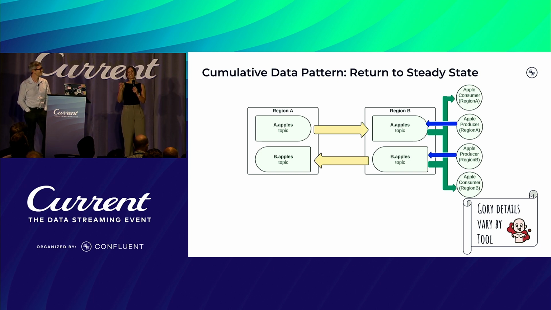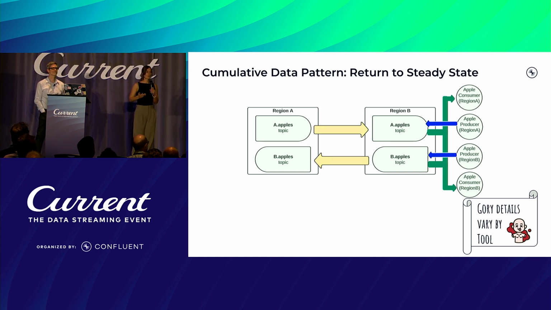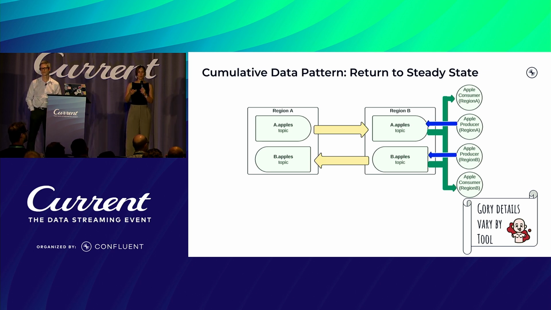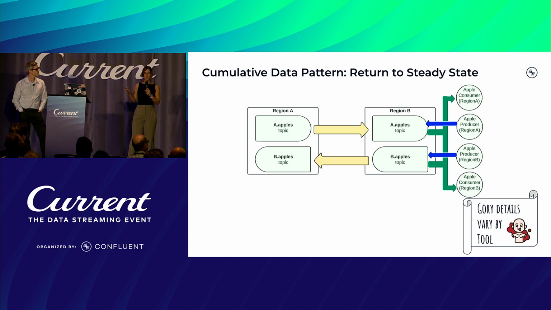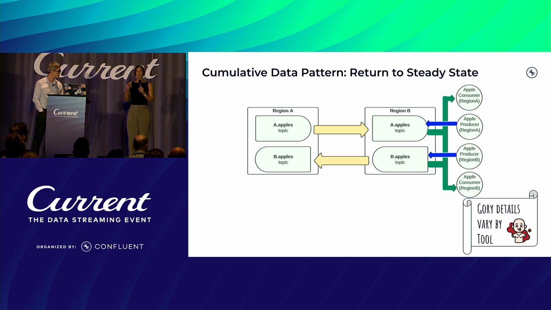All right, so the impacted region has recovered, and now you're ready to return back to steady state. The first thing you're going to want to do is catch up the impacted region with all of the data that was produced during the outage. This, again, varies by replication tool. If Will and I were given more time, we could have definitely gone into way more detail here. But each replication tool can definitely be used to replicate that data back. Each of them has their own gory details. I will say Confluent Cluster Linking is by far the easiest here.